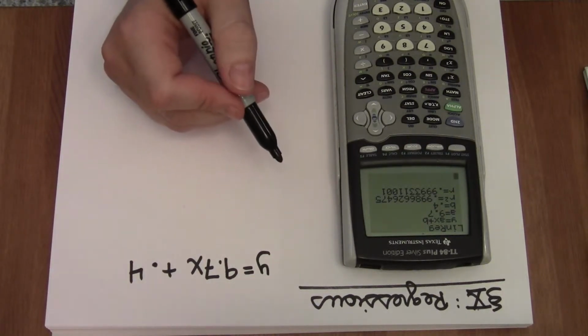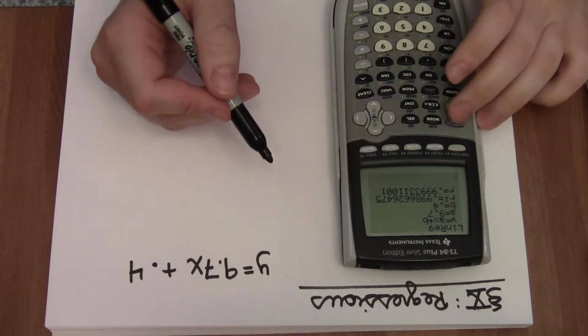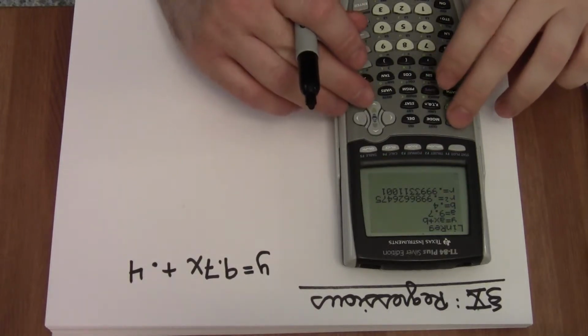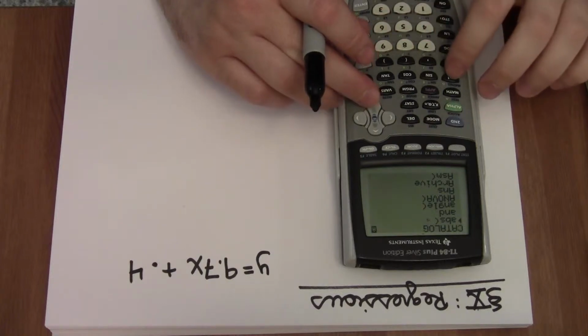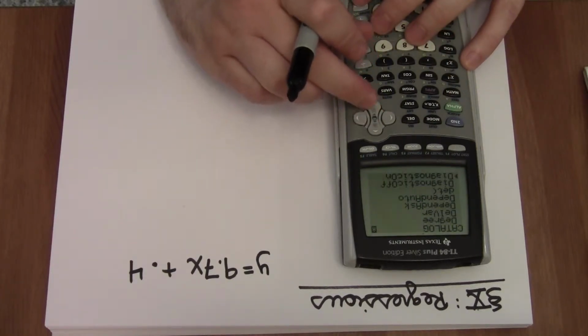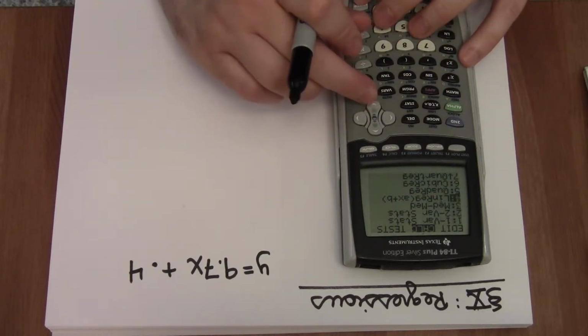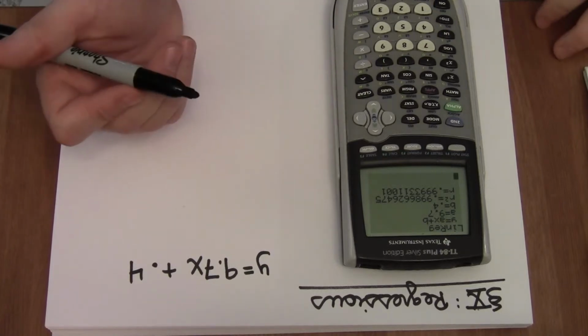If you're not seeing those values, what you need to do is turn the diagnostics on your calculator. To get there, push second catalog, and I want to find diagnostics, and say diagnostics on. If you run the regression again, and the R values didn't show up before, they should show up now.